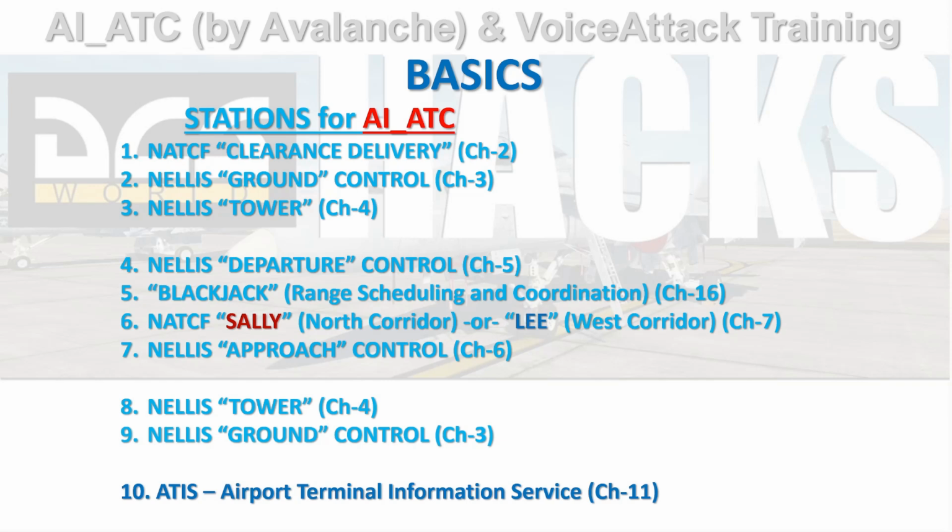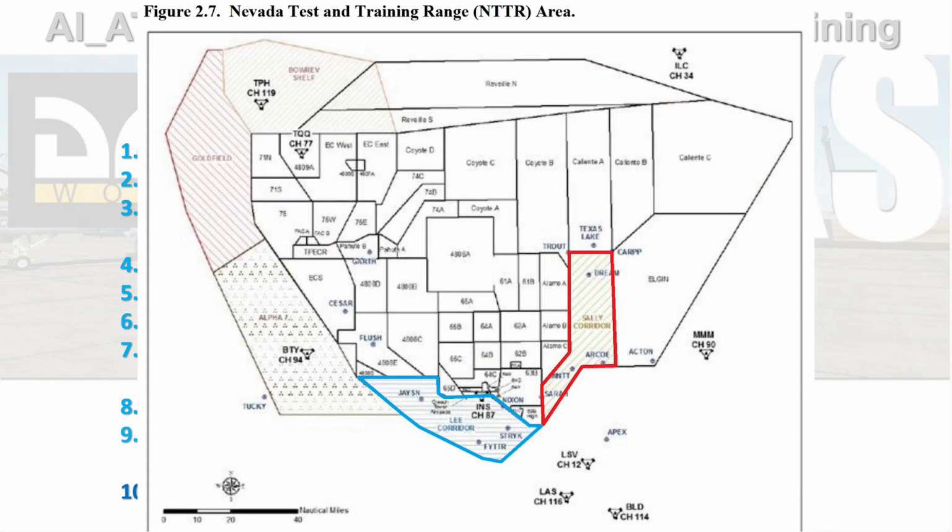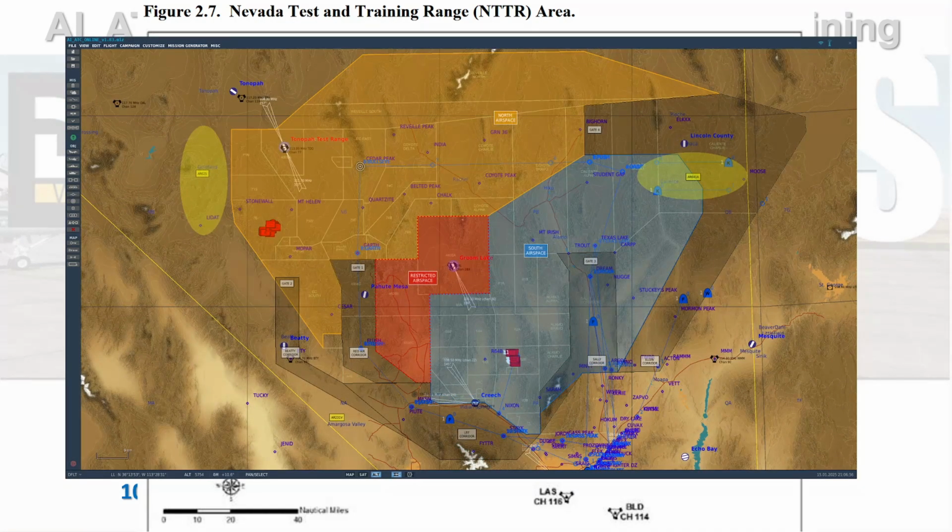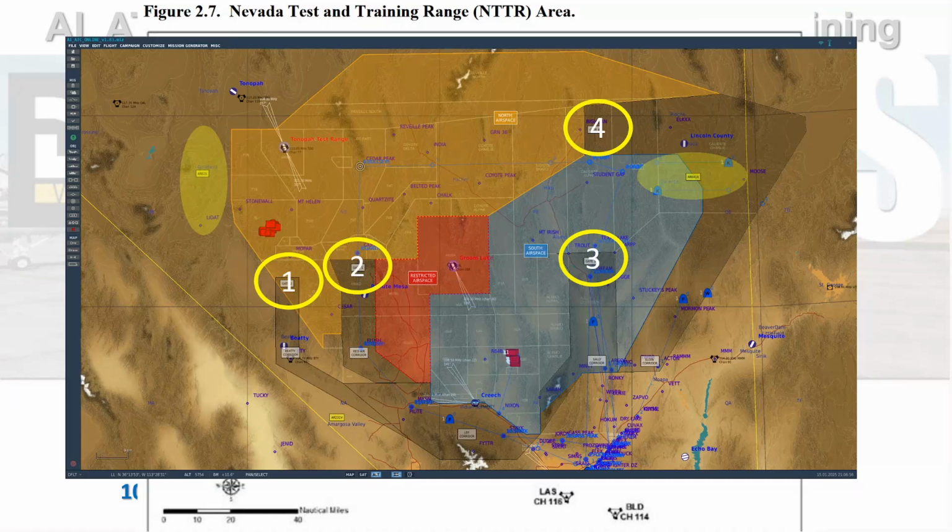All right, and then when you're coming home, you'll be going through the corridors, the north corridor or the west corridor, Sally or Lee. Okay, NATSIF Sally, NATSIF Lee are the call signs. And this is what those corridors look like. That's the Sally corridor, the vertical one, north corridor, and the green one, the west corridor, is Lee. Okay, and by the way, this is what it looks like on the F10 map. And the Lee corridor will take you to gate 1 and 2, and the Sally corridor will take you to gate 3 and 4.